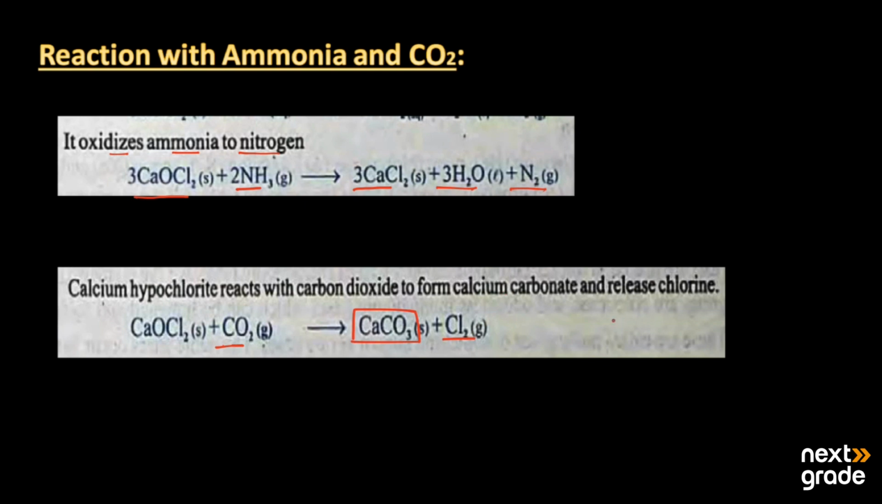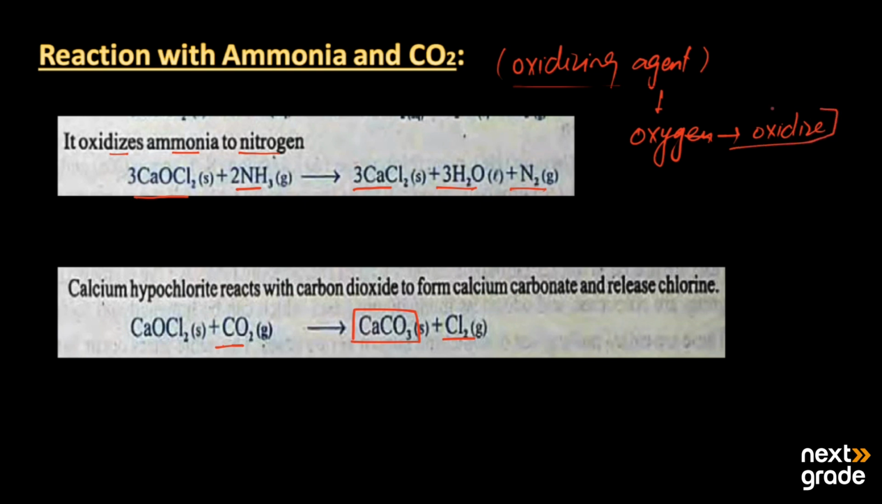So these are the simple chemical properties of bleaching powder that we have discussed. It can react with ammonia and different substances, and it can act as an oxidizing agent. Now, why can it act as an oxidizing agent? The simple answer is that it contains oxygen, and when it loses that oxygen, it reduces itself and oxidizes the other substances or compounds.